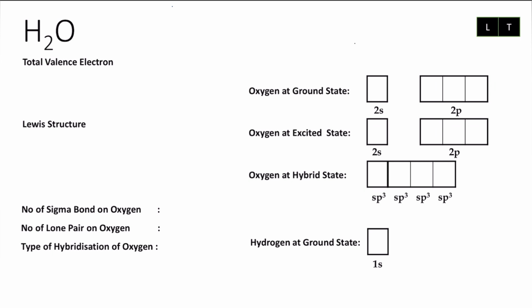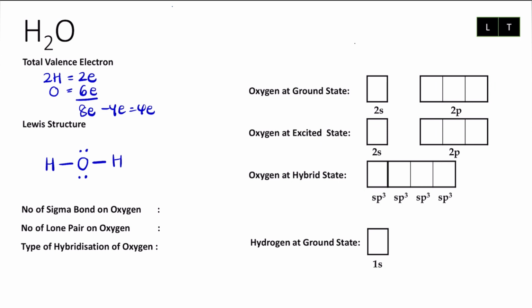Kita ada H2O. So, calculate the total valence electron first. I have 2 hydrogen, means 2 electrons. And then oxygen, I have 6 of them. And then the total will be 8 electrons. And then bila saya nak draw the Lewis structure, oxygen as my central with 2 hydrogens. And then saya dah guna 4, so minus 4, you got 4 more left untuk 2 lone pair di central atom. And next, kita akan calculate number of sigma bond dan lone pair untuk tentukan type of hybridization.